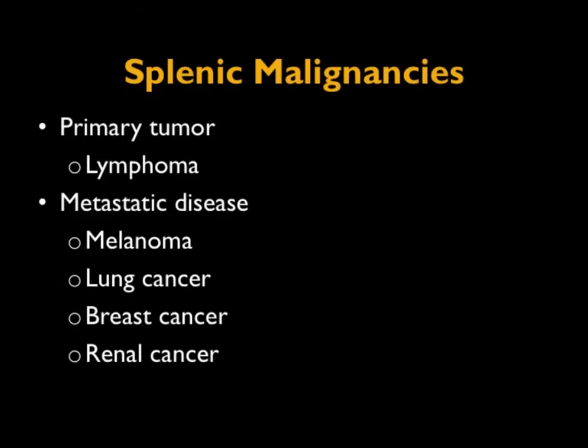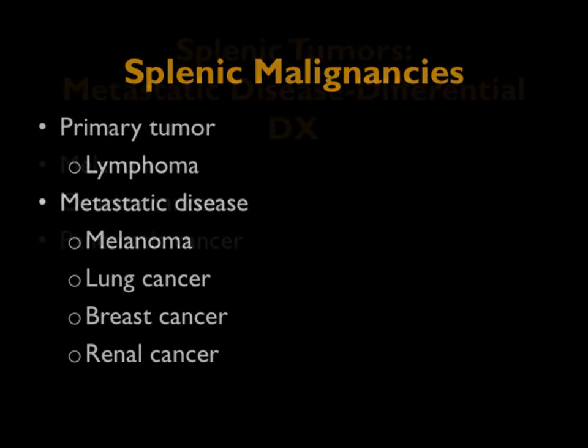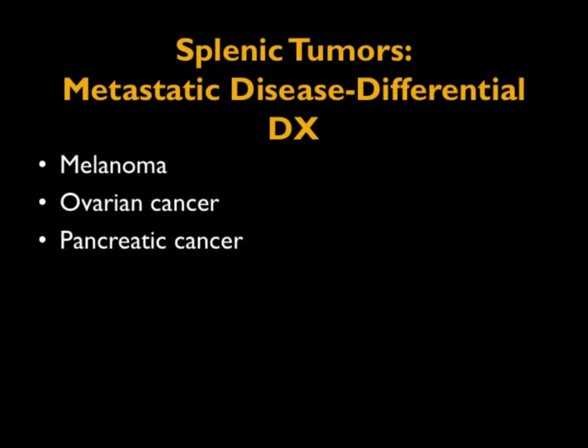Okay, what else? Let's go to splenic malignancies. We talk about primary tumors and metastases, with primary tumors being fairly rare. Most of the primary tumors end up being lymphoma. With mets, number one on the top of the list is melanoma, and you can see some of the other choices. And when you talk about lesions in the spleen, we also talk about metastatic lesions, and then we talk about the common ones: melanoma, ovarian cancer, and pancreas.